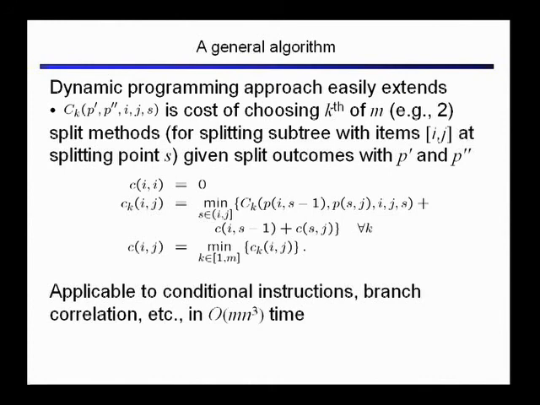And that's going to take O of m times n cubed time, where m is the number of possible k's, the possible splitting methods, which if k is small enough is basically O of n squared, just as in the previous approach.